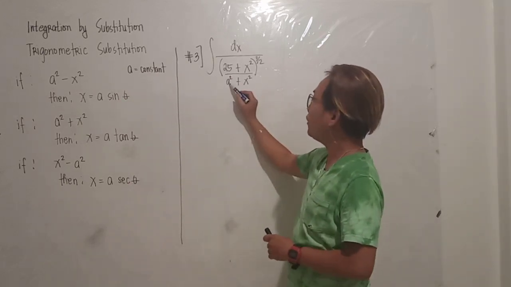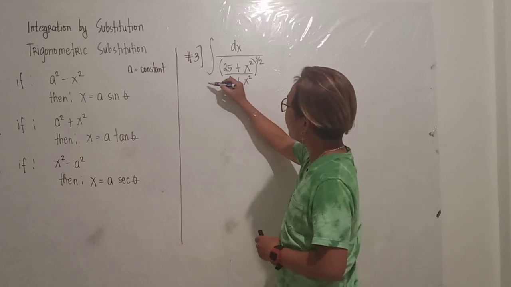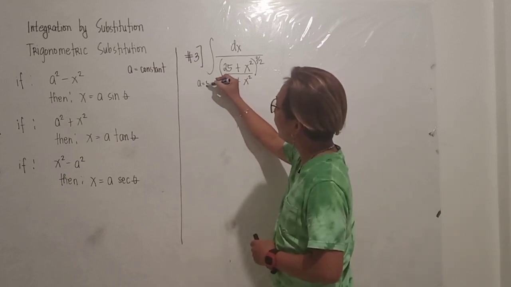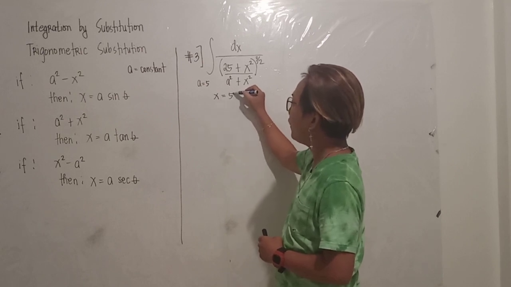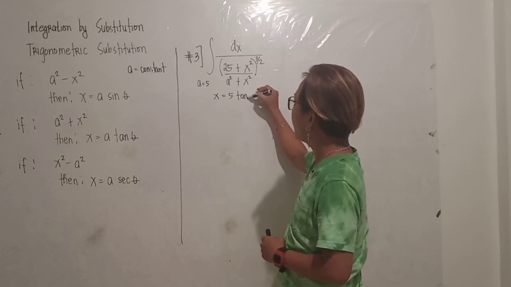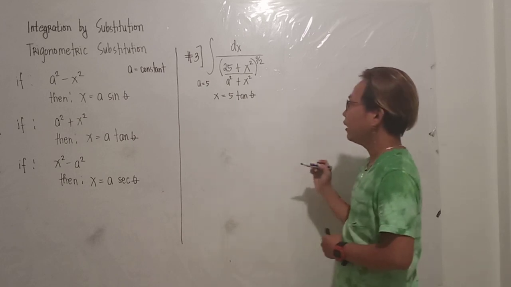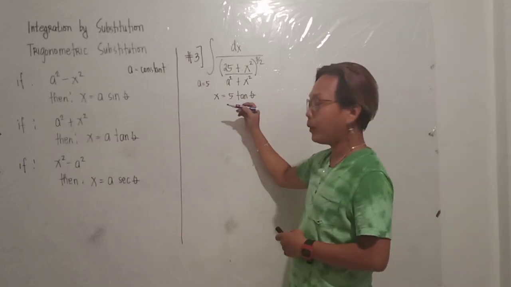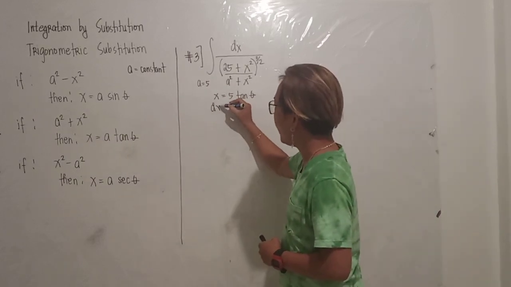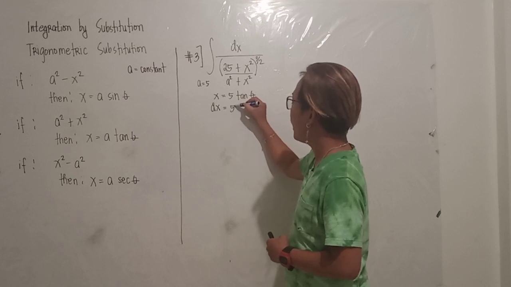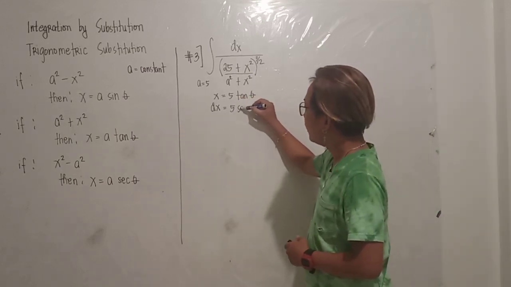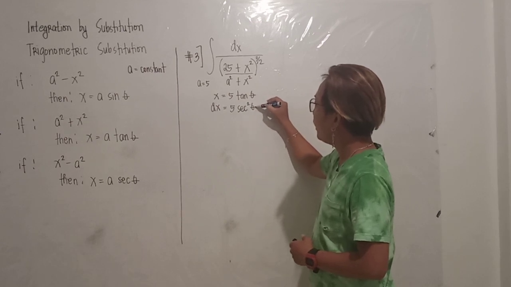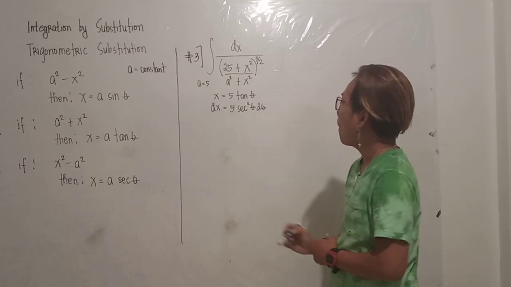So getting the value of a, that is 5. So you will have the value of a as 5. So the value of your x now is 5 tangent theta. Now take the derivative of this equation. You will now have dx equals 5, then the derivative of your tangent theta is secant squared theta with respect to theta.